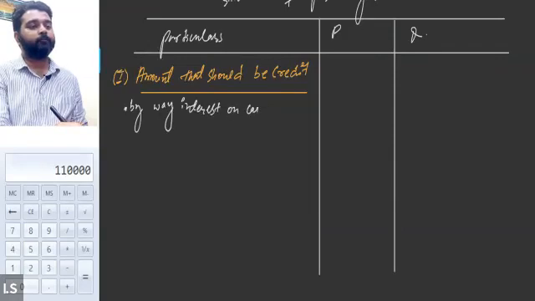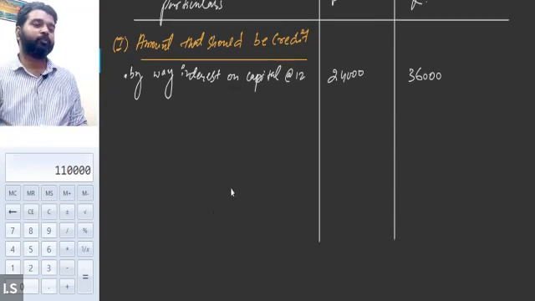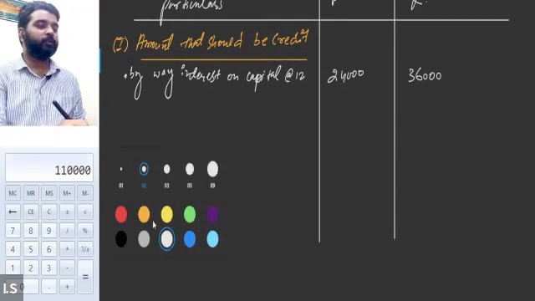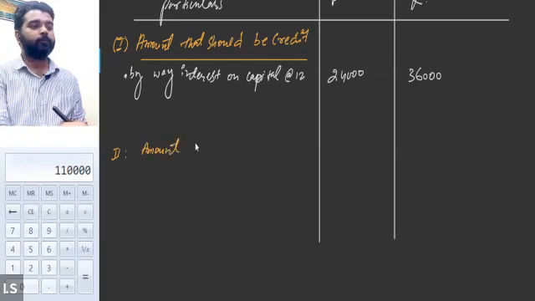Interest on capital at the rate of 12% is 24,000 and 36,000. This amount should have been credited to the partner's capital account by way of interest on capital. But what we have done actually, let me write down the second component. Second, amount already credited to partner.